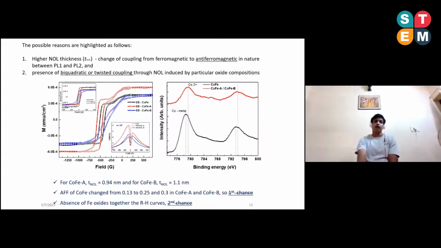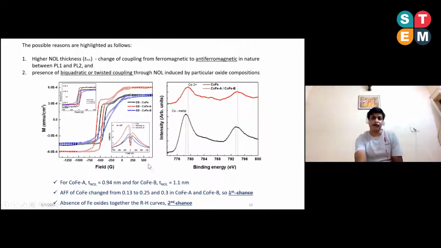So that we have studied, like the change of the coupling from ferromagnetic to antiferromagnetic, from PL1 into PL2, that is, with the higher anneal thickness, or is there any twisted coupling through the NL induced by these oxide components.